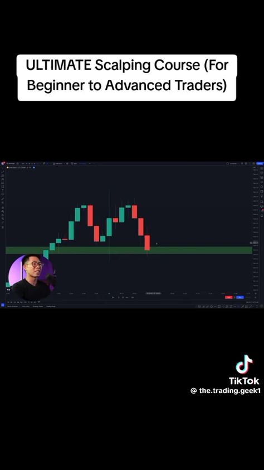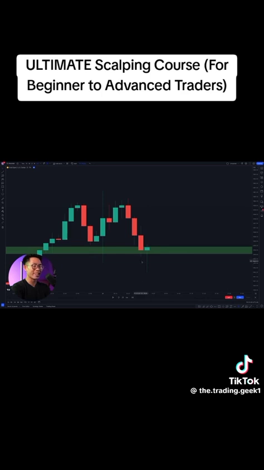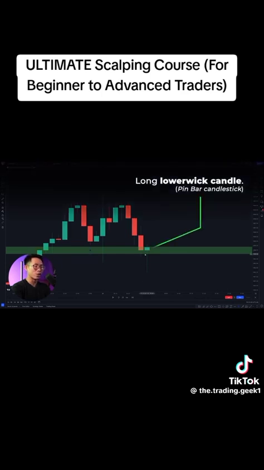So even though price has managed to come back down to this demand zone, I'm not going to be entering yet. I want to wait for some sort of candlestick confirmation, which brings me to this candlestick right here. Now this is your long lower wick candle, right? This is what we call a pin bar, if I'm not wrong.